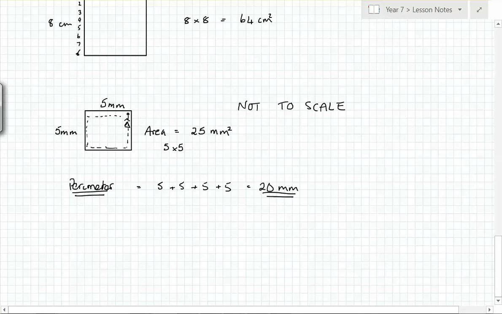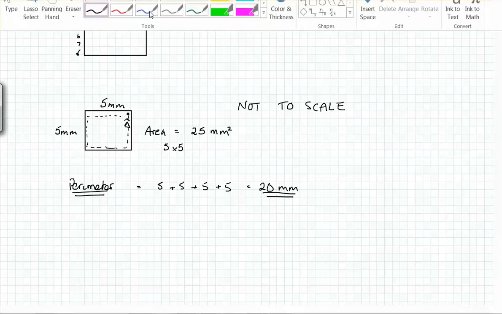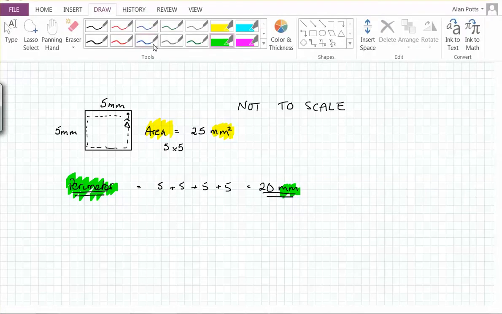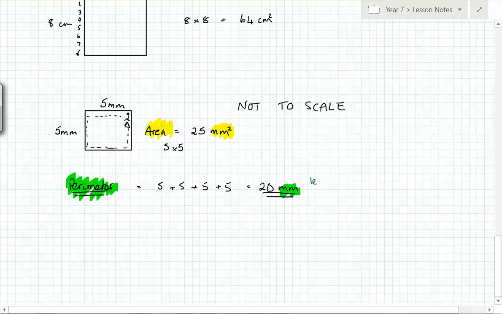That would be a small... It's not square because it's not area, it's just a length. So just to highlight those different colours: area, we've got 25 millimetres squared, but perimeter, in this case, is 20 millimetres, because perimeter is just a length, whereas area is an area. So it's different.